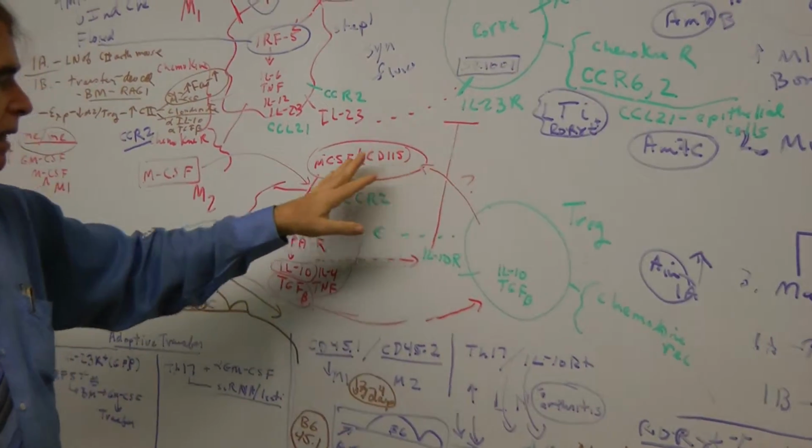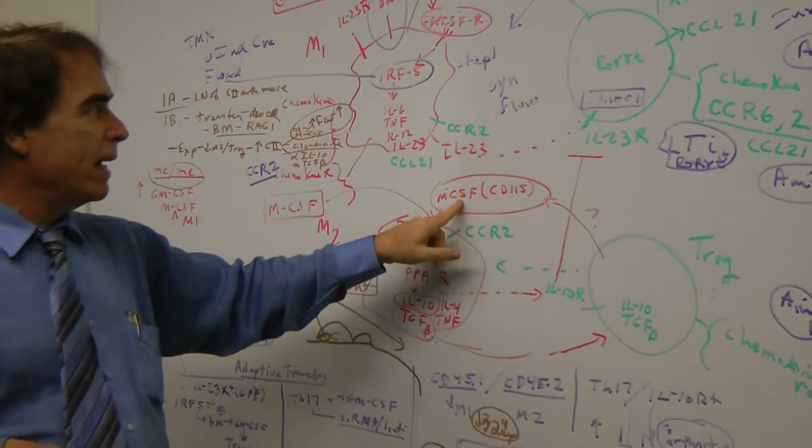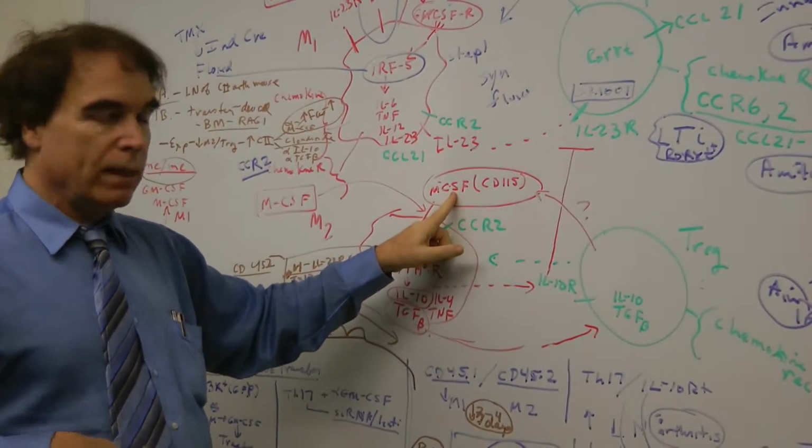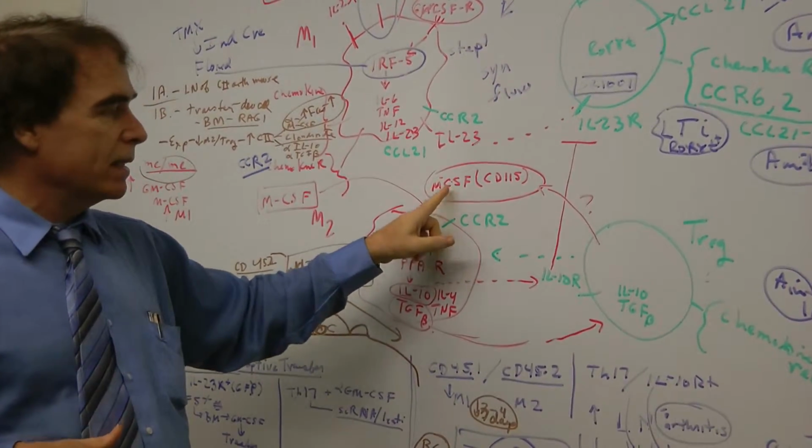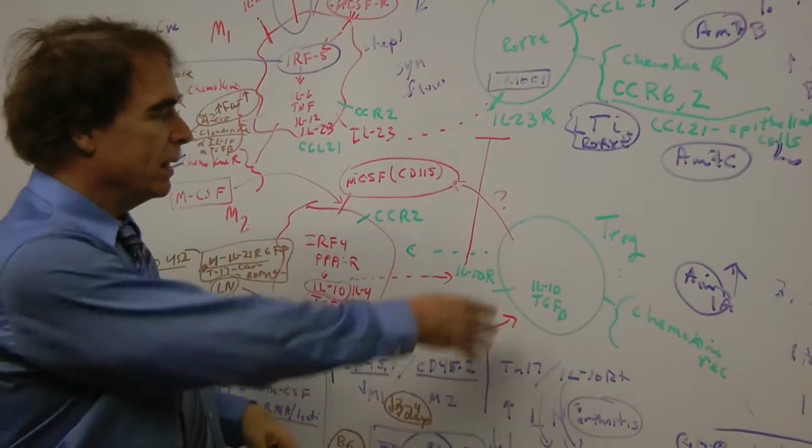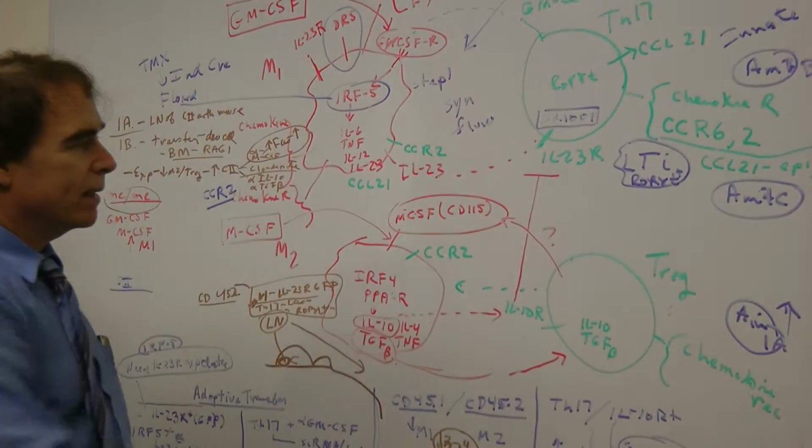And we don't know what factor they produce, but M-CSF would be the factor. I mean, we know what factor it must be, M-CSF, but we don't know if Tregs do this, but if it did, that would be analogous to this circuit.